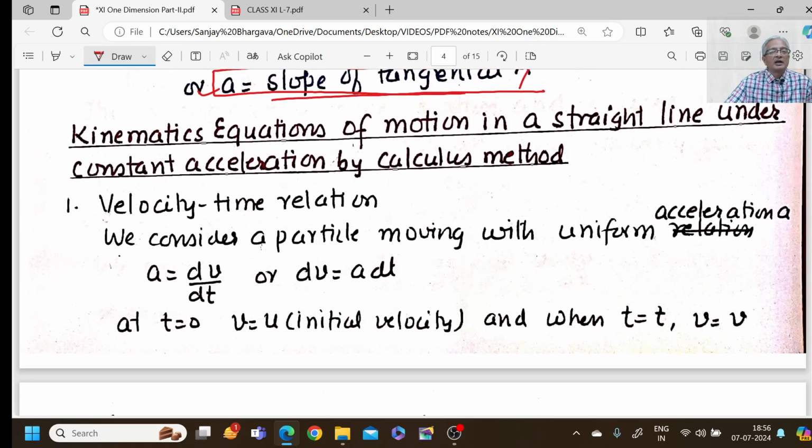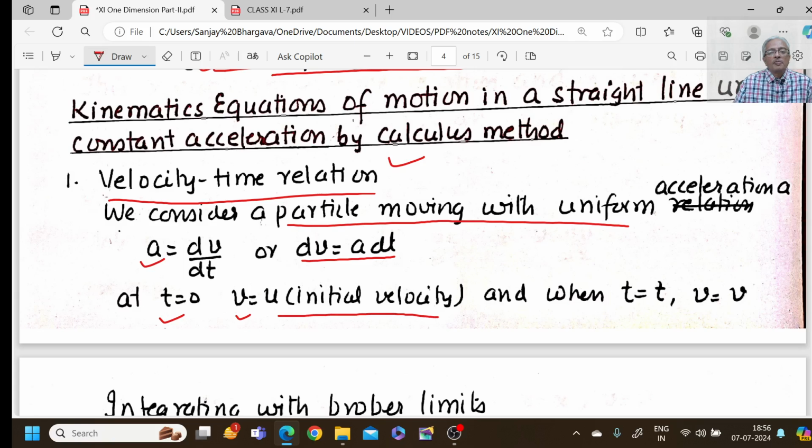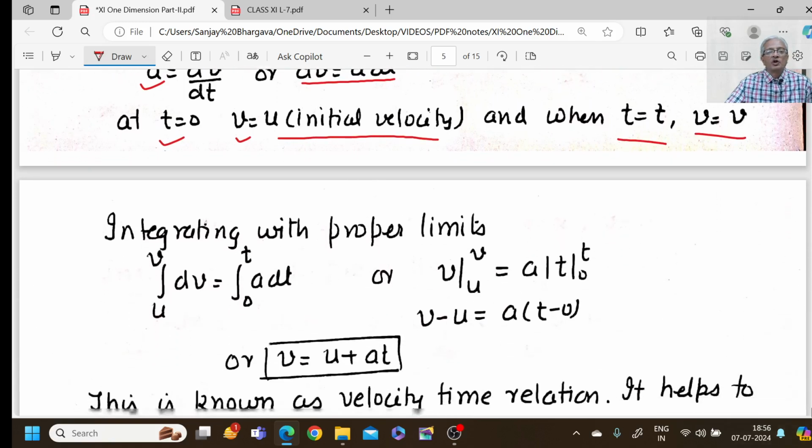Now let us derive the kinematics equations of motion in a straight line under constant acceleration by the calculus method. First we pick up the velocity time relation. We consider a particle moving with uniform acceleration a. a can be written as dv by dt, or dv can be written as a dt. At the time t equal to 0, velocity would be equal to initial velocity u, and at the time t, the velocity is v. Now integrate with proper limits. What do we get?